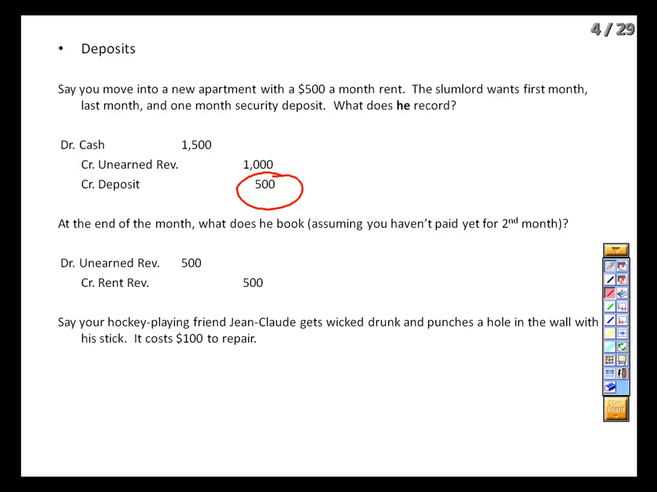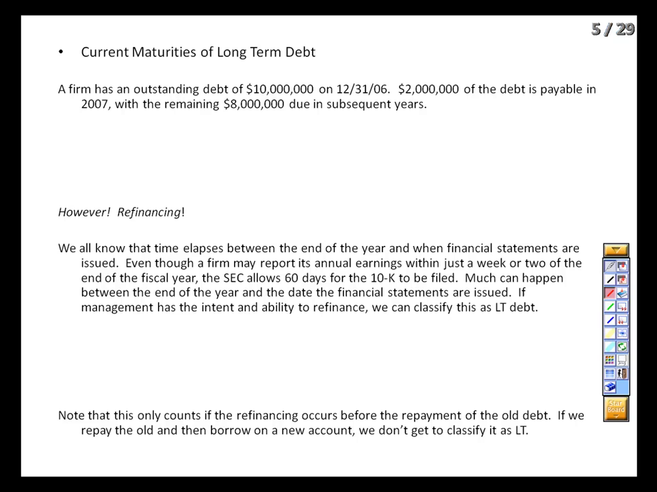Egad. So, Jean-Claude has just punched a hole in your wall, and it costs $100 to get it patched up. What does the landlord book? Well, he just wrote a check for $100 to the drywall guy, but rather than debiting maintenance expense, he's going to debit that deposit. He no longer owes you $500. He only owes you $400 because you forfeited that first $100. Thanks, Jean-Claude. Bastard.